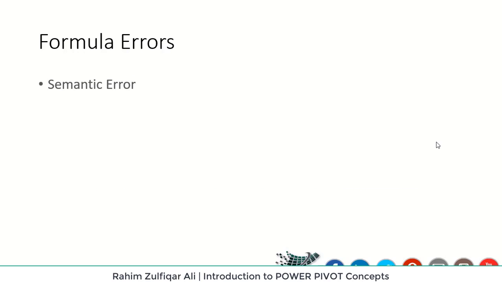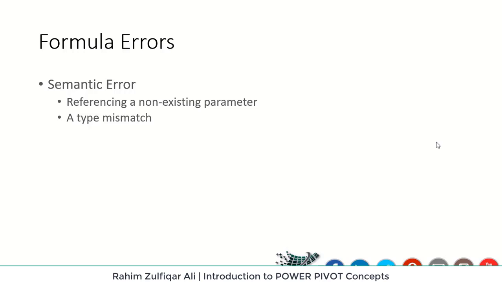Another kind of error which comes within DAX is semantic error. Semantic errors come in different kinds of situations. The first one is referring to a non-existing parameter, a parameter which does not exist, and you refer to it. Definitely it gives you an error.